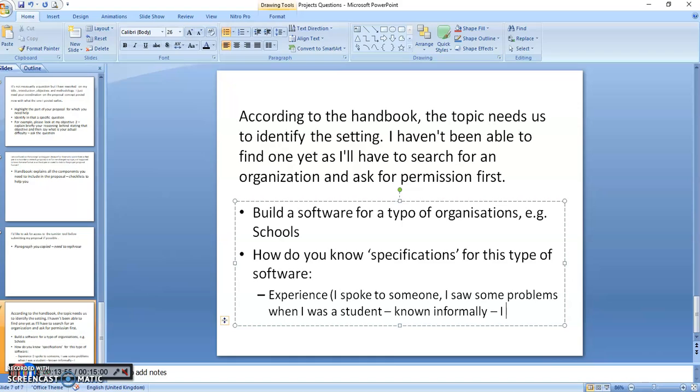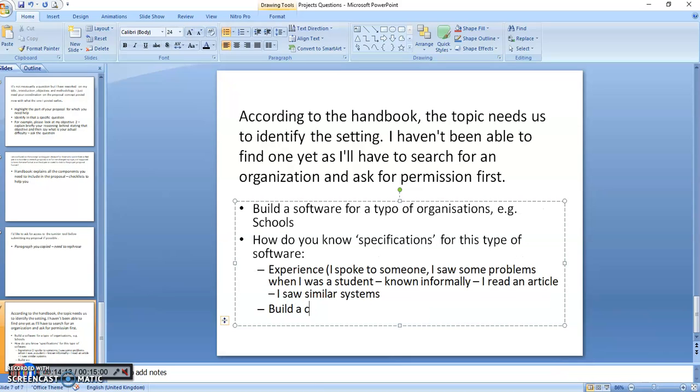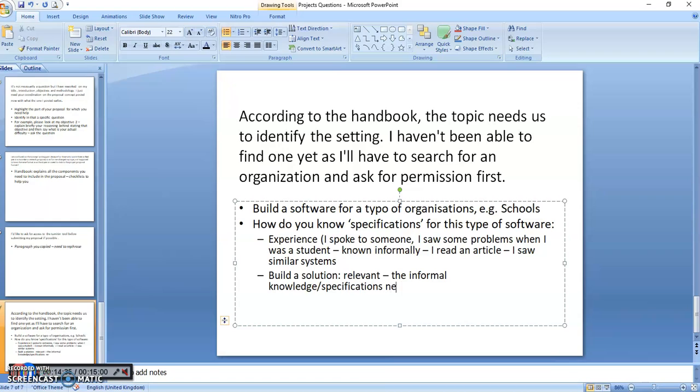Fine, no problem. Or I read an article. Or I saw similar systems, and I want to do one that's the same. Fine. That is okay. But now, remember, you are trying to build a solution. So this has to be relevant. It has to really be a solution. So you will need now to make this information, the informal knowledge or specifications that you might know, formal. You need to now investigate. Yes? You need to do a bit of data collection. Basically, you need to identify possible clients. Okay? So it's okay if you haven't really gone to the school.